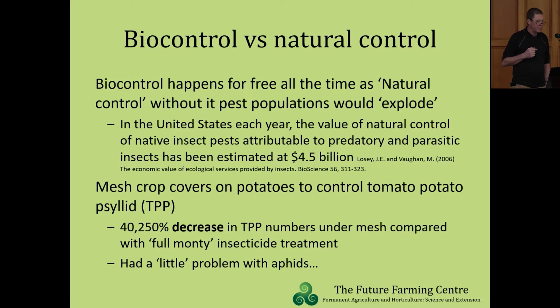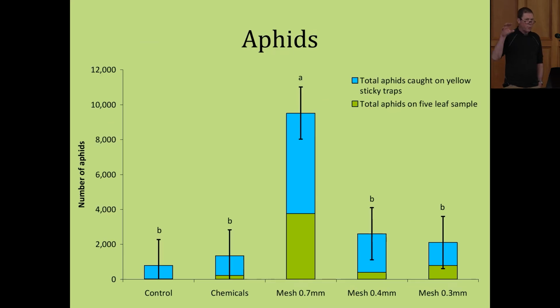controlling psyllid on potatoes using mesh crop covers, which is basically like fly screen over the crop, and I achieved essentially 100% control. I got about 4 psyllids under my mesh treatments, just quite astonishing. But we had this little problem with aphids, and what we think is going on is the winged mother aphids are landing on the mesh, and then they're producing nymphs, which every aphid entomologist I've talked to said they shouldn't be doing. The nymphs get underneath the mesh.